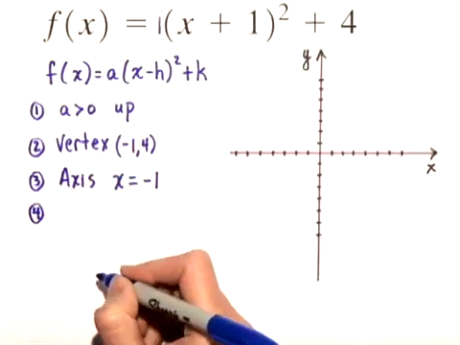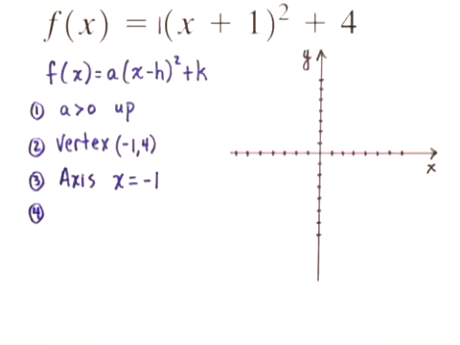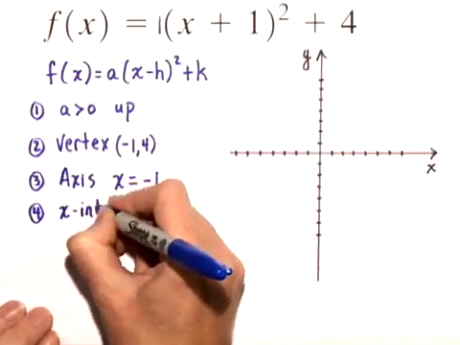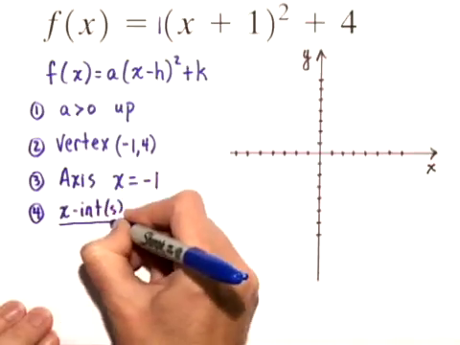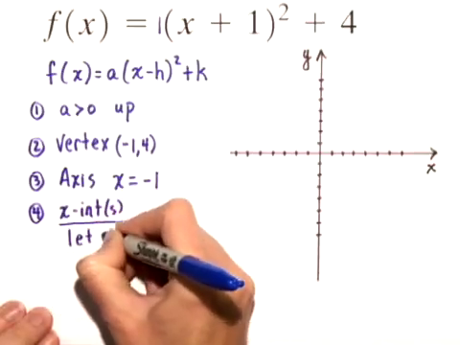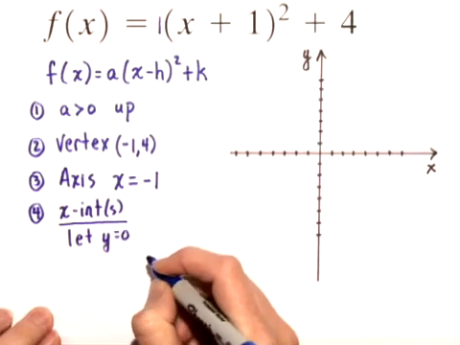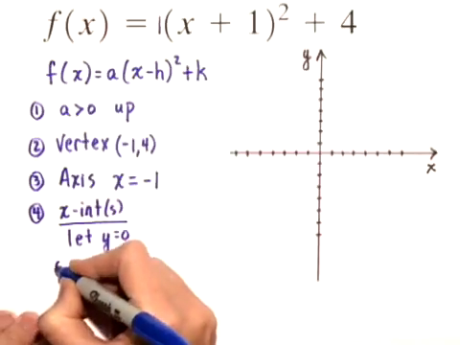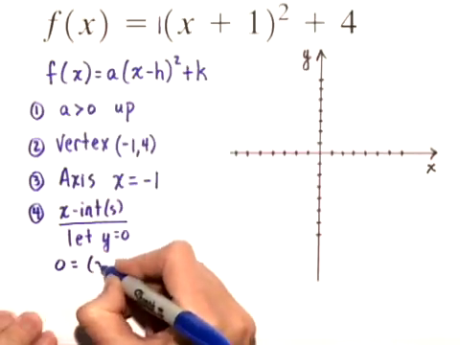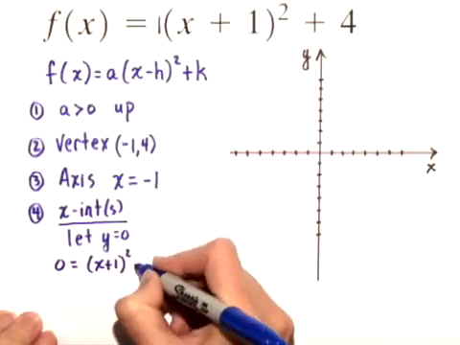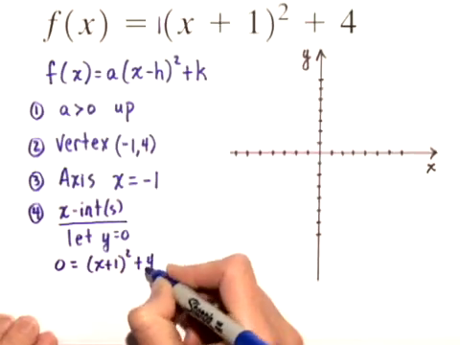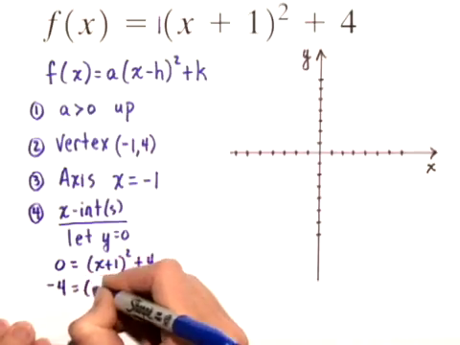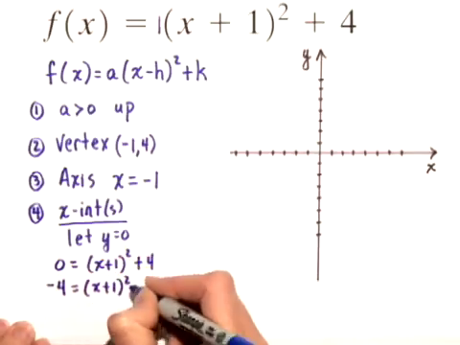Last, in step 4, we'll find both the x-intercept or intercepts and the y-intercept. So, in order to find the x-intercepts, we let y equal 0. Well, in this case, y is just f of x, so 0 equals (x plus 1) quantity squared plus 4. If I subtract 4 from both sides of this equation, I get negative 4 equals (x plus 1) quantity squared.